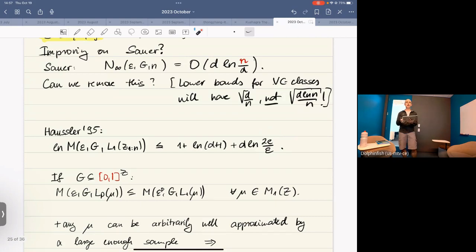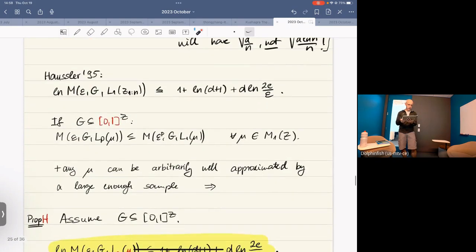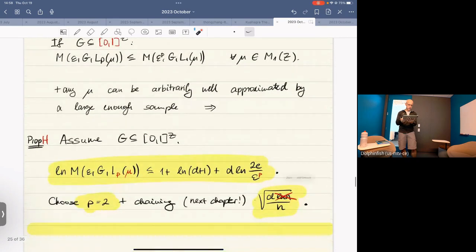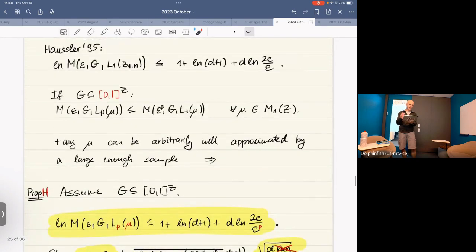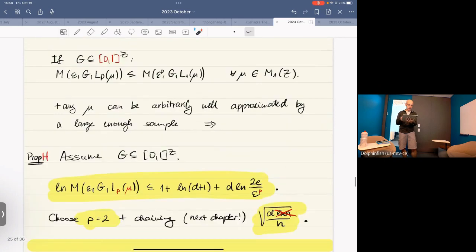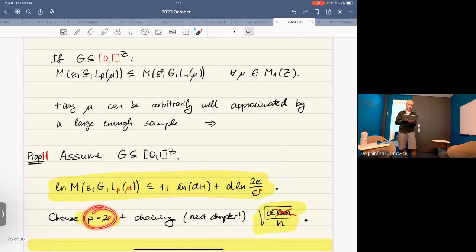So people kind of figured it out. And the thing that you have to do is that you choose actually not the L1, but the Lp norm. And you choose the Lp norm with p equals 2, and then you can introduce some technique, it's called chaining, that we're going to talk about next week.